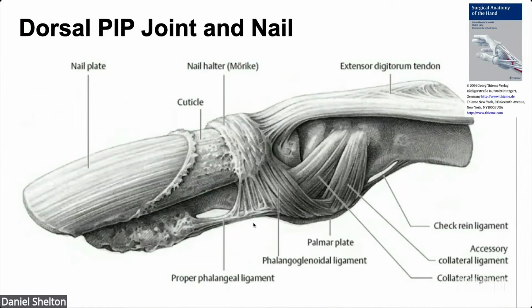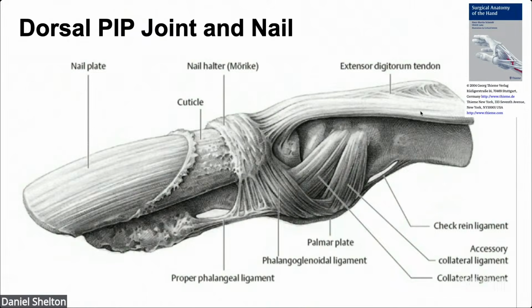Getting right into where we left off on the dorsal PIP joint, basically. So we're going to cover more anatomy of the dorsal PIP and then combine that with the nail bed anatomy. So they go along so well together. My favorite atlas for this is the Surgical Anatomy of the Hand, if you want to know where I got this particular illustration, and the following two illustrations coming up.